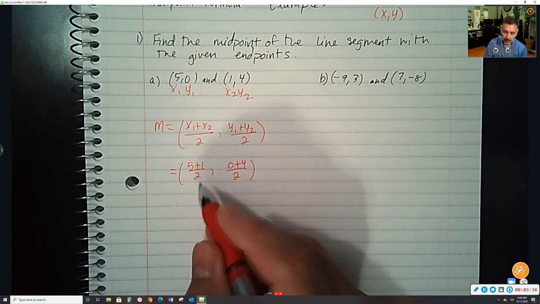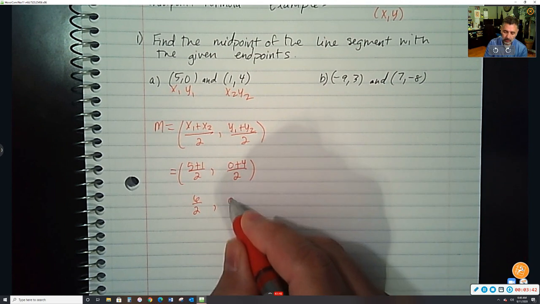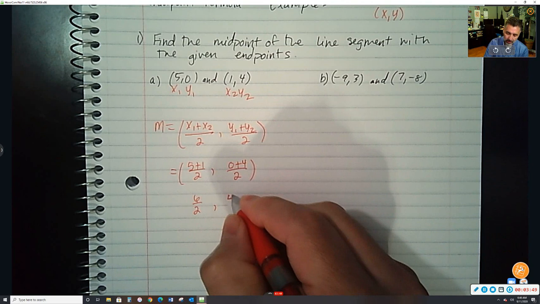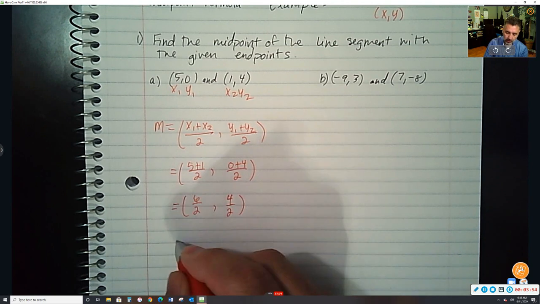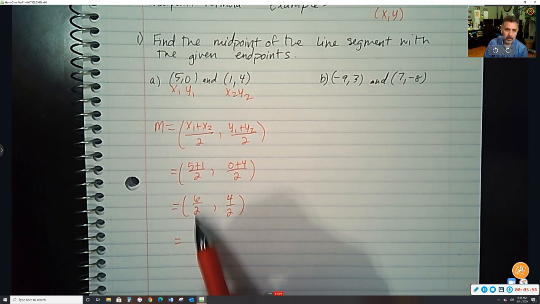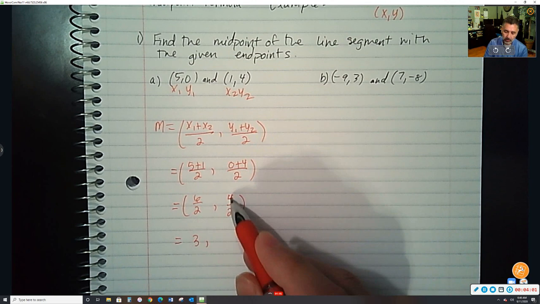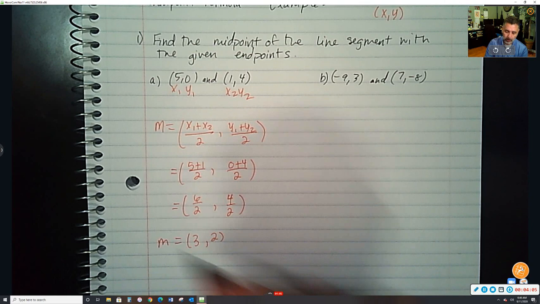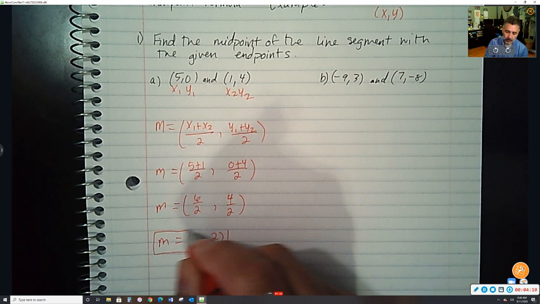Add the top, 6 over 2. Add the top, 4, that's 4 over 2. Then I'm just simplifying this. Continue to simplify, and then you basically divide. 6 divided by 2 is 3. 4 divided by 2 is 2. And that's what the midpoint would be. So the midpoint would be 3, 2.